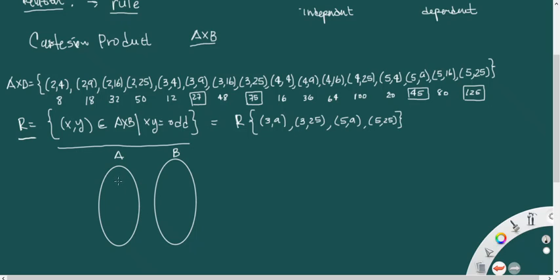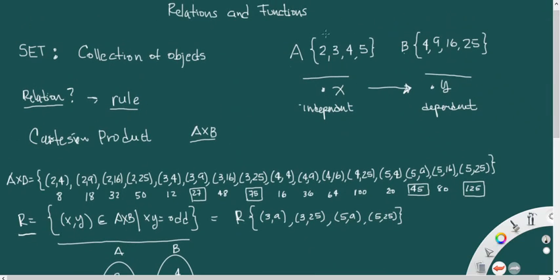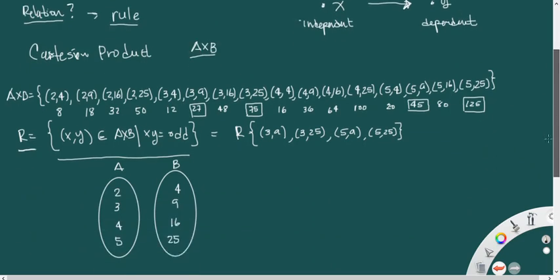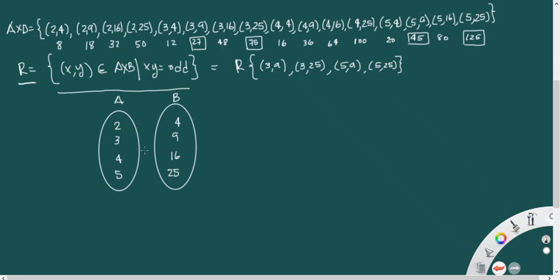Let's say that this is our set A and this is our set B. For set A we have 2, 3, 4, and 5. And for our set B we have 4, 9, 16, and 25. And you will see that these arrow diagrams are the same as our list. So this is one of the ways that we can write a set, and the other way is using these arrow diagrams.